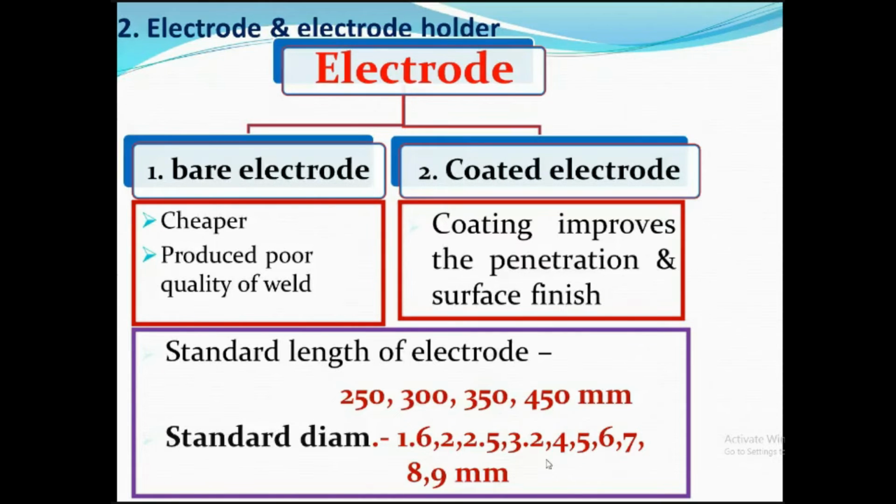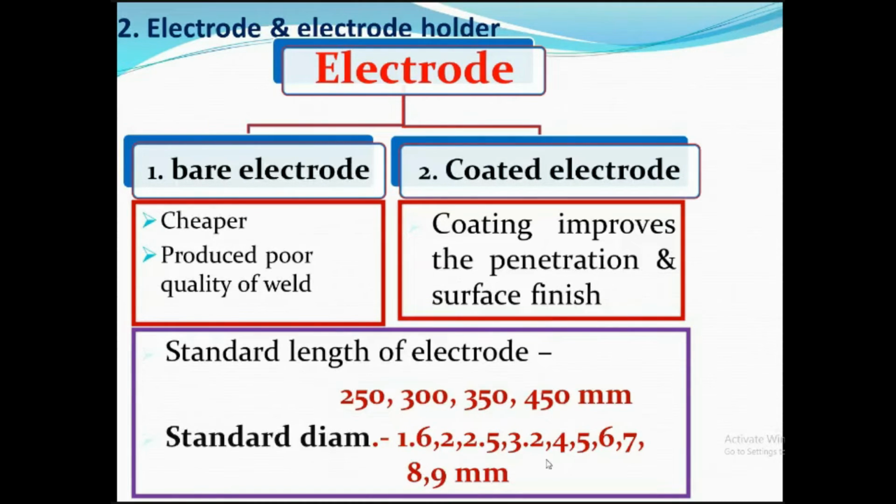Generally, there are two types of electrode we are referring to. The first one is the bare electrode, and the second one is the coated electrode. The bare electrode is cheaper but produces poor quality welds. In coated electrodes, the coating improves the penetration and surface finish.